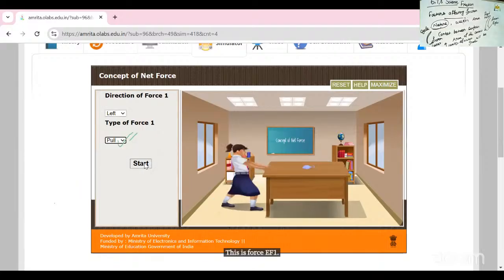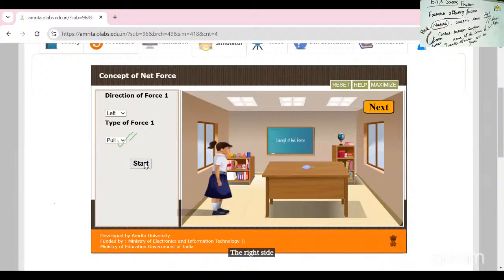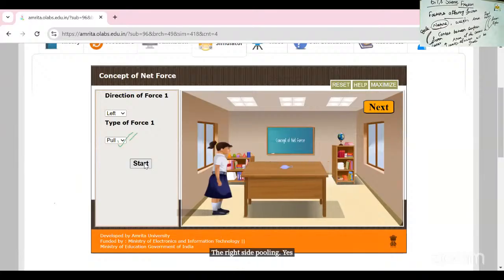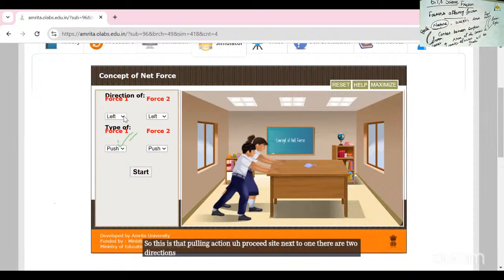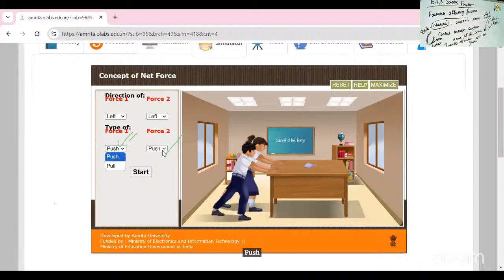This right side pulling. Yes, the benches come backward. So this is the pulling action, opposite side. Next one, there are two directions, force 1 and force 2. Yes, I am choosing left side and left side, same pushing action in both sides.